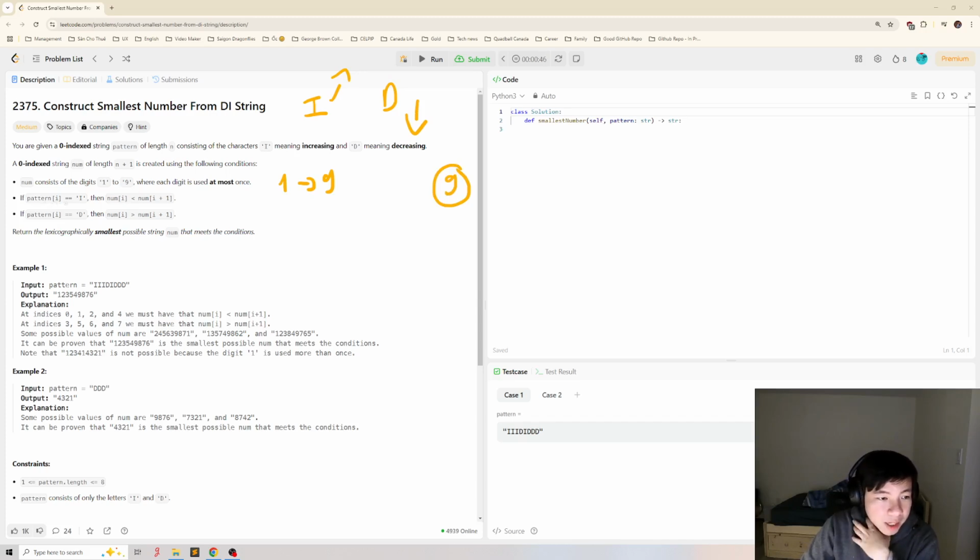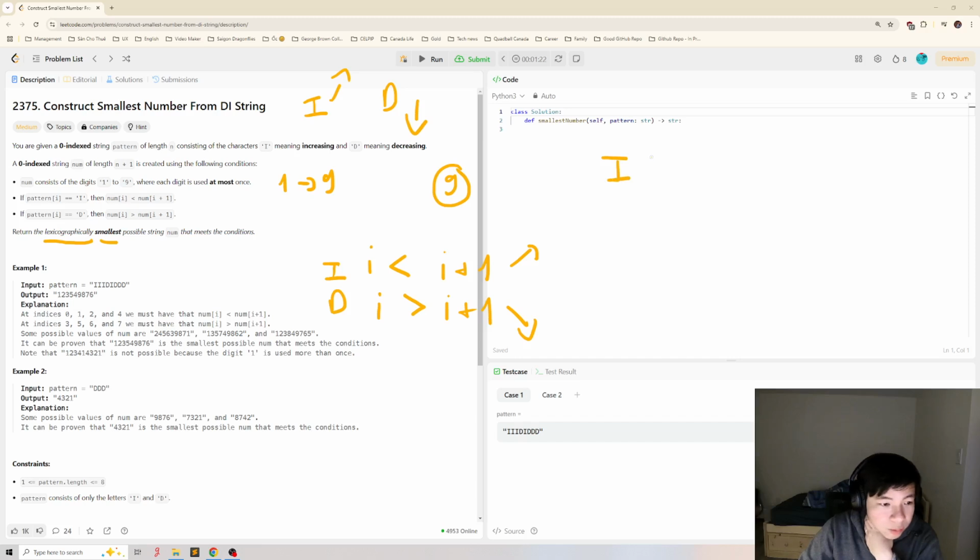If pattern[i] equals I, then num[i] is less than num[i+1], the current is less than the next one. And if it's D, the current is greater than the next one, which is decreasing and increasing. Return the lexicographically smallest possible string num that meets the conditions.